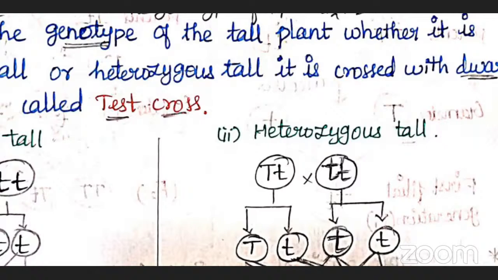So you should know the terminology dominant and recessive. What's the meaning of dominant? Dominant means the character that is expressed. Which character is expressed, that is known as dominant. Opposite to dominant is recessive. Which is not expressed or exposed, that is called recessive.